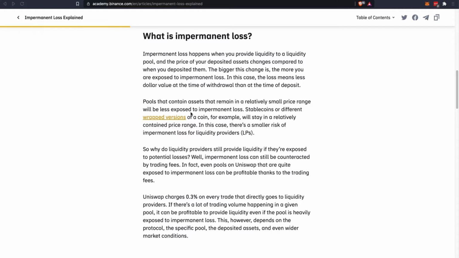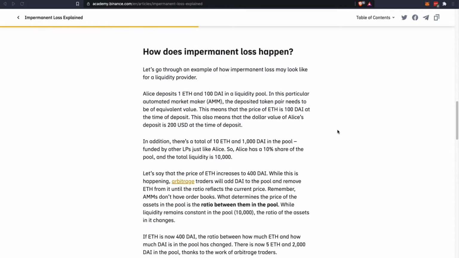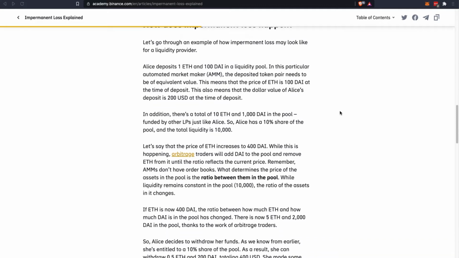Stable coins or different wrapped versions of a coin will stay relatively in a contained price range. So this means smaller risk of impermanent loss for LPs. To summarize this part, the more volatile the asset is, the higher the exposure to impermanent loss is. And how does this impermanent loss happen? I will showcase it to you in a simple example on my spreadsheet.